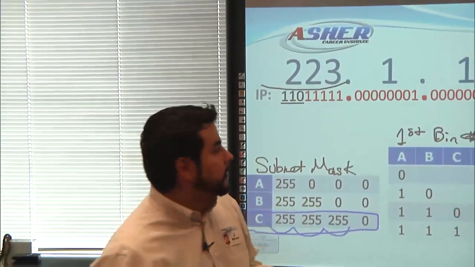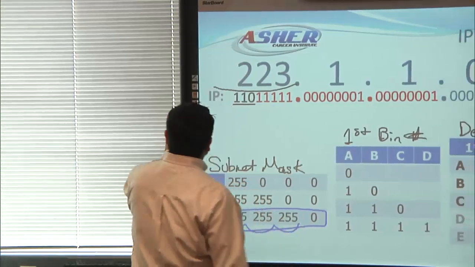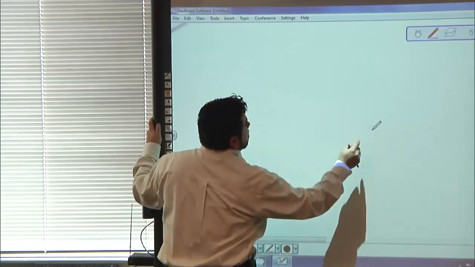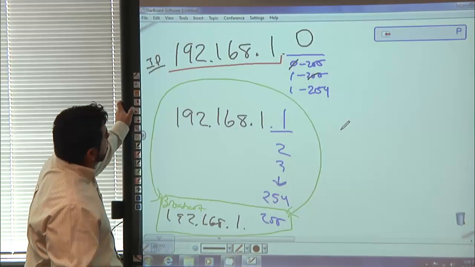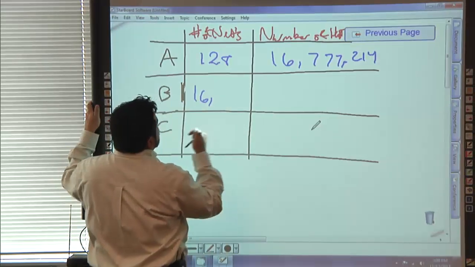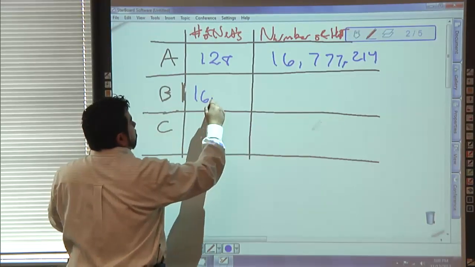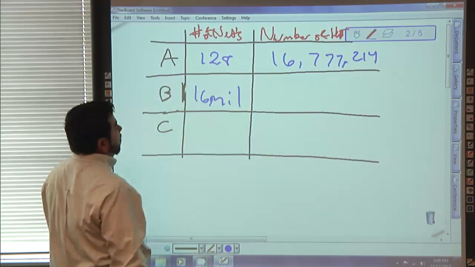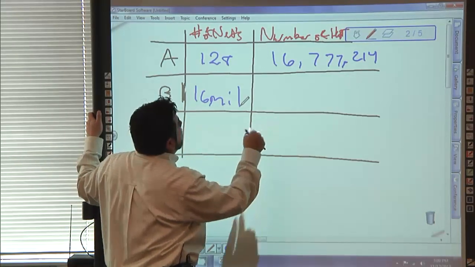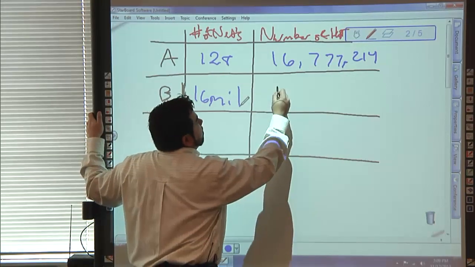IP addresses. The importance of each one is actually the number of networks and the number of hosts. So I'll make it easier and just write 16 million something something. How many hosts are in each Class B address?